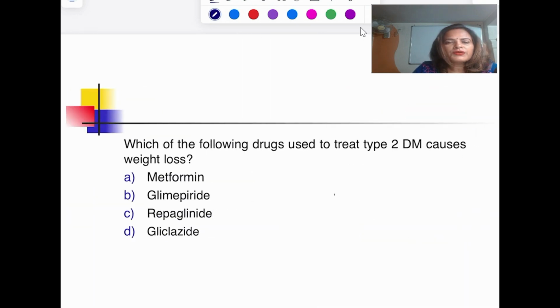Then which of the following drugs used to treat type 2 diabetes mellitus causes weight loss? Again, the drugs which act by causing the release of insulin have weight gain as a side effect. So the sulfonylurea group of drugs and meglitinide analogs like nateglinide. This is a sulfonylurea, this is a meglitinide analog, and this is also a sulfonylurea. Their side effect is that they cause weight gain, whereas this one causes weight loss.